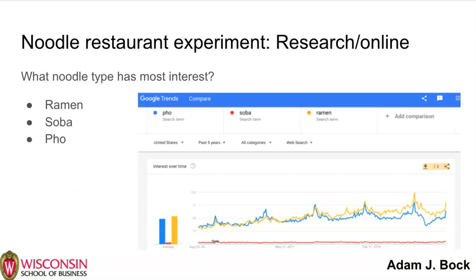So we'll begin with a little bit of online research. There are many tools online that you can use in order to try to determine whether or not a particular idea is feasible. So in this particular situation, the question you're really interested in is what type of noodles should you be focused on? And you've selected 3 noodle types that you think there simply aren't enough options out there: ramen noodles, soba noodles, and pho noodles.